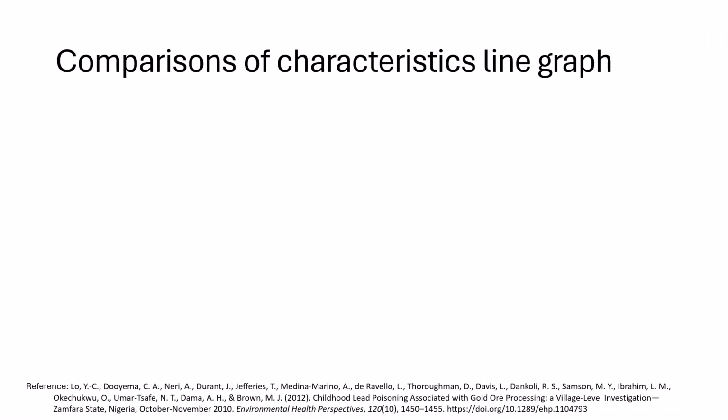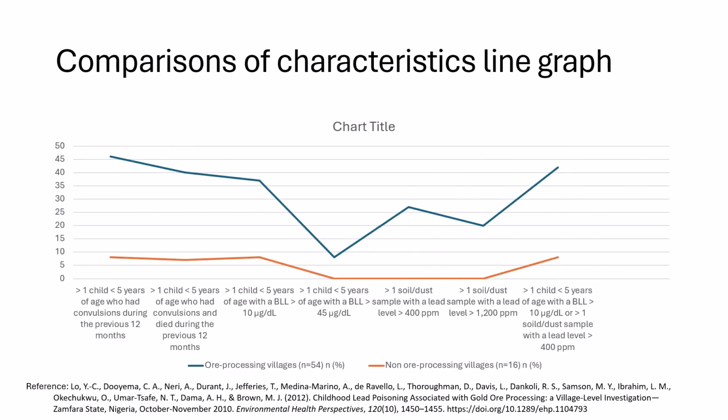Comparisons of characteristics line graph. My line graph is a comparison of characteristics of ore processing villages and non-ore processing villages. Both types of villages that were surveyed reported having at least one child with higher than average blood lead levels, or having a child who experienced convulsions or death following convulsions.